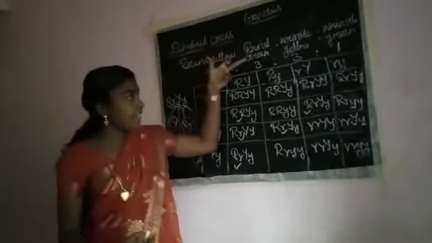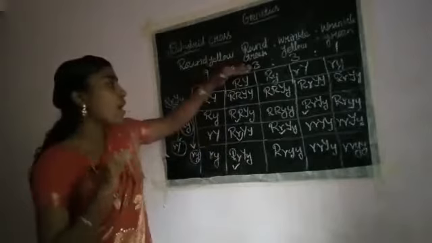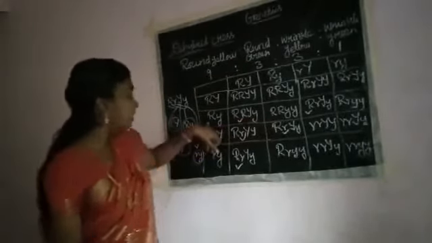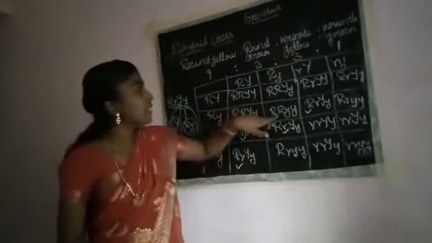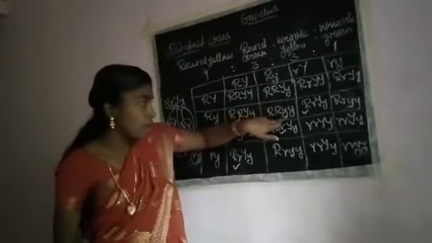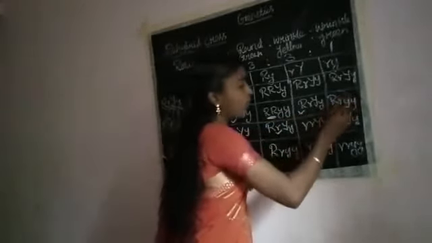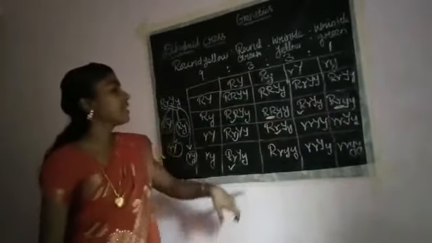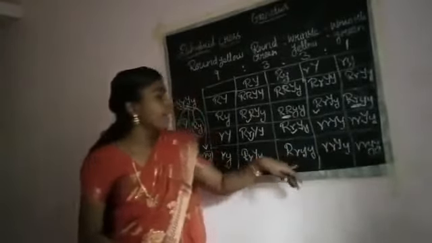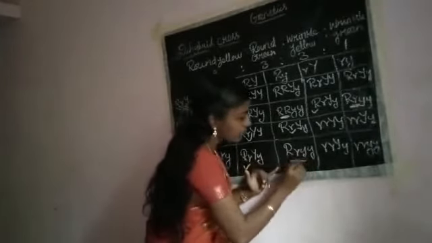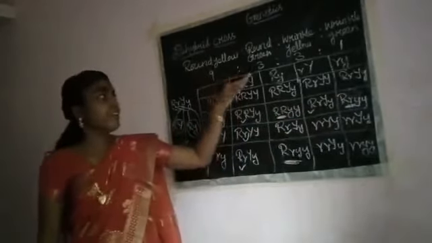Then when we take the round green, it contains the capital R, and green is denoted by small y. When we take the first row, no round green seeds are present. In the second row, capital R and small y is present, so it is a round green. And here capital R and small y is present, so it is also a round green in nature. Then in the third row there is no round green. In the fourth row, capital R and small y is present, so it is also a round green. So in total, 3 round greens are present.